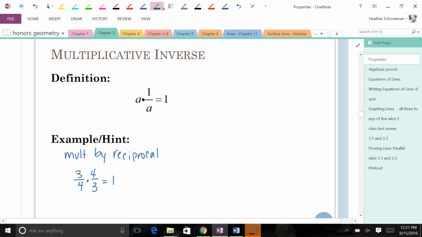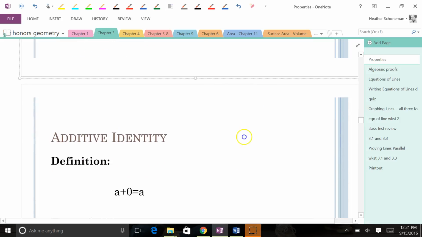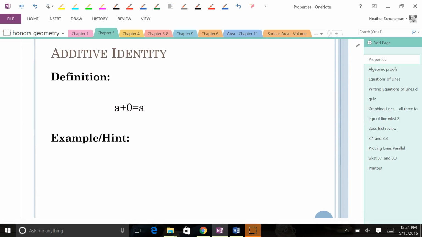Okay, next we have the identities. So the identities say what can we add to a number to not change its value? What can we add to any number and not change the value? 0. Okay, so the additive identity says you can add 0 and it's not going to change the value whatsoever. So on this one, if I have 9x and I add 0 to it, it's still going to be 9x.